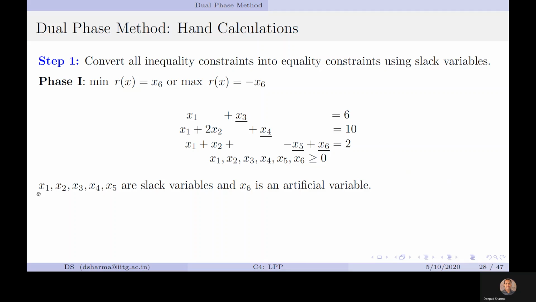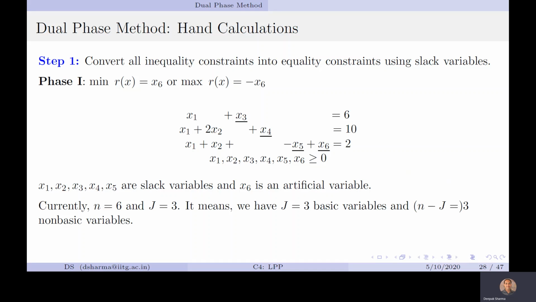Since these are there, we can use a simplex table now. Here I am writing that from x1 to x5, all of them are slack variables and x6 is an artificial variable. So in the current situation, we have 6 variables and 3 equations. So we are going to have 3 basic and 3 non-basic variables for the given problem. Now let us take x3, x4, x6 as a basic solution.